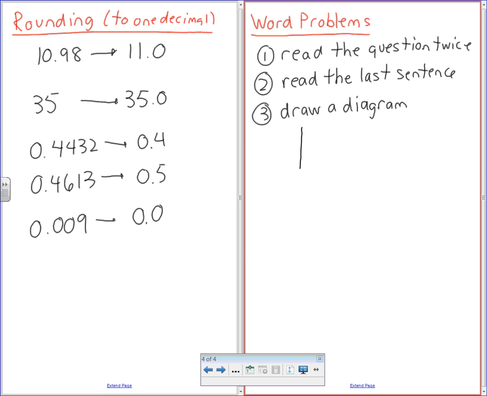So if you don't know where to start, do this on the page. It might be an upside down triangle if you're dropping and things like that, but just to get yourself started, the triangle has to be on the page. You have to see it. And number four, at the end, ask if your diagram makes sense.